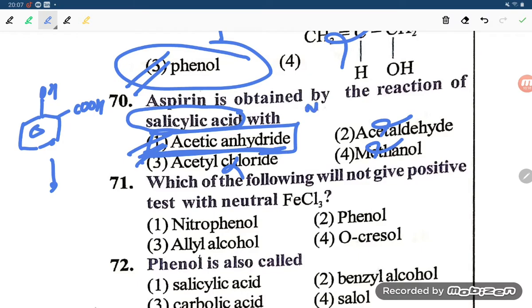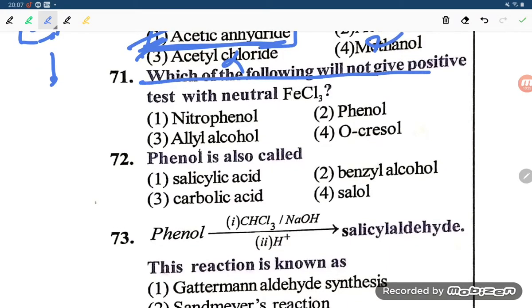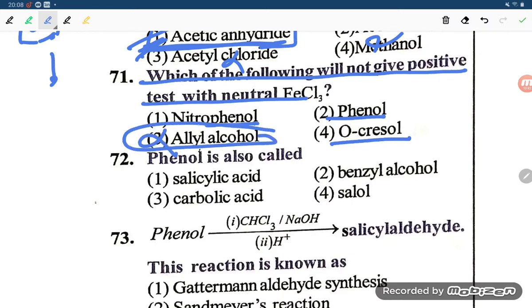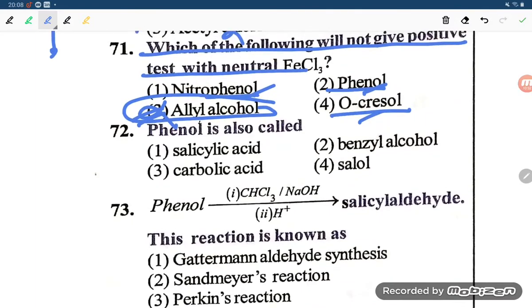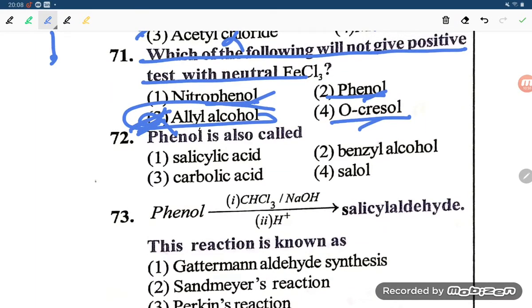This is a direct NCERT problem, students. You can go with the NCERT and you will be able to understand. Which of the following will not give a positive test with neutral FeCl3? Nitrophenol will give it because phenol is there. Orthocresol is also a phenol. Allyl alcohol does not give the ferric chloride test, students. Only phenols give it. So all three phenols will give the ferric chloride test, but allyl alcohol will not. So the correct option is option number 3, for 71.